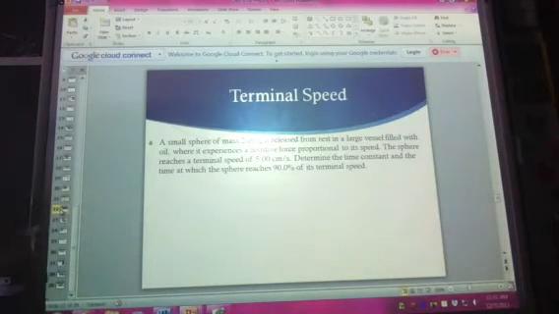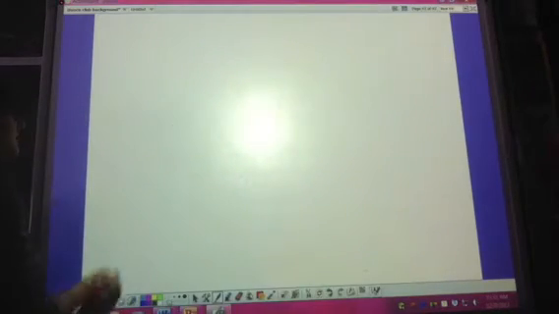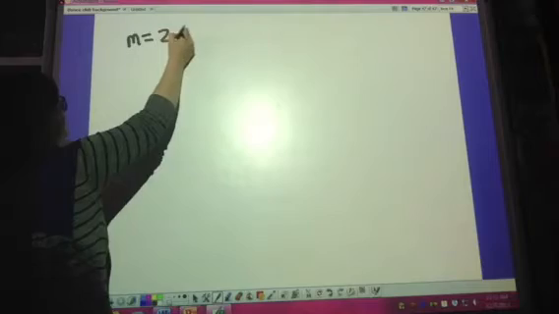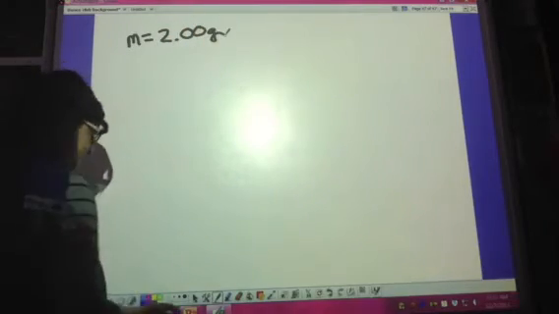Okay, so let's talk about the things that we know. We know mass. So let's just set this problem up. I know mass is equal to 2 grams. What else do we know?